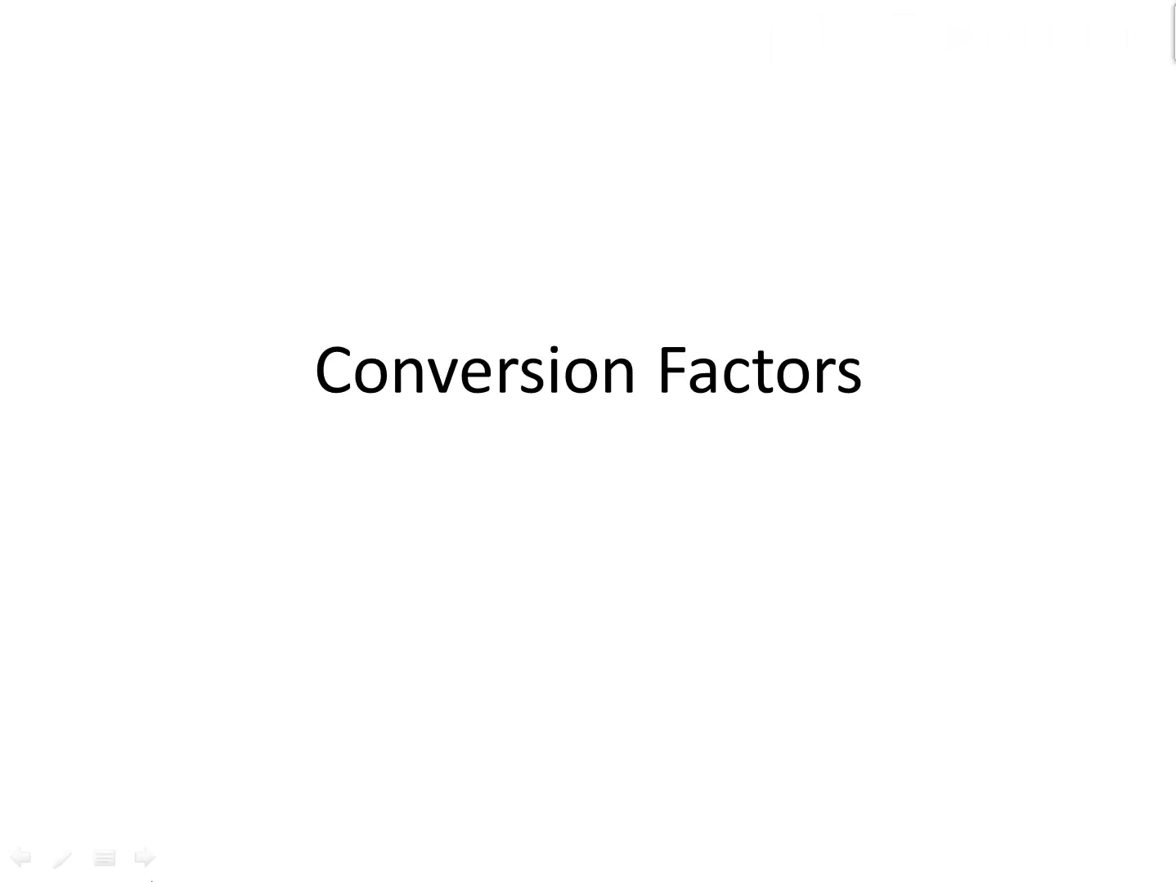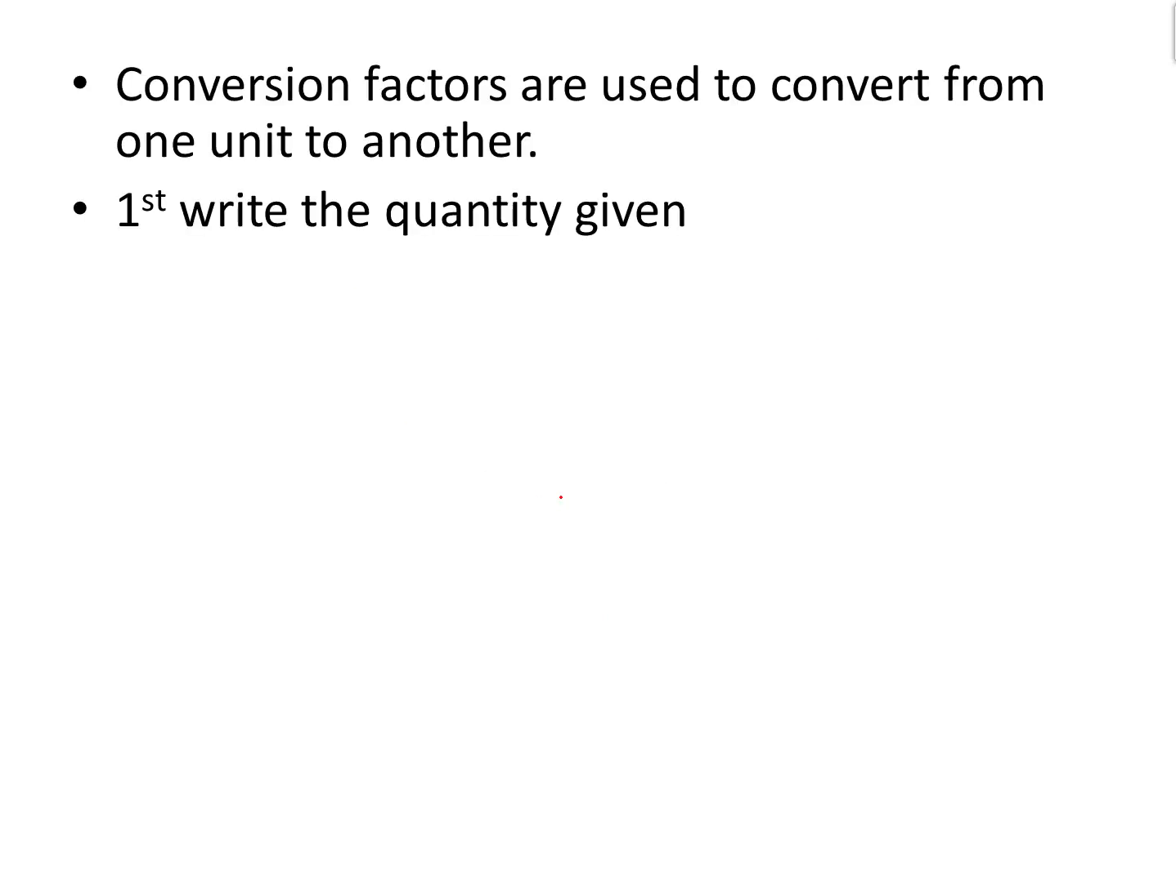Much of the math that we're going to be doing in chemistry is going to involve converting between one type of thing and another type of thing. To do that, we're going to be using what we will call conversion factors. So conversion factors are used to convert from one unit to another unit. We're going to start by writing the quantity with the unit of the thing that we are given.